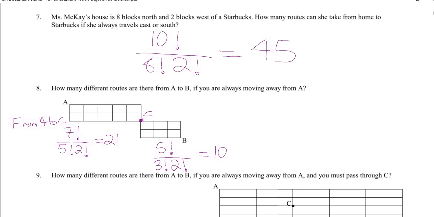And now we have to decide what to do with the 21 and the 10. So we can add them or we can multiply them, right? If we add them, what word is associated with addition? Or. And if we multiply, what word is associated with multiplication? And. Okay, so describe to yourself, I'm going to go from A to C or C to B. Does that make sense? Is that what you would tell me? I'm going to go from A to C or from C to B? Or are you saying, I'm going to go from A to C and then from C to B?